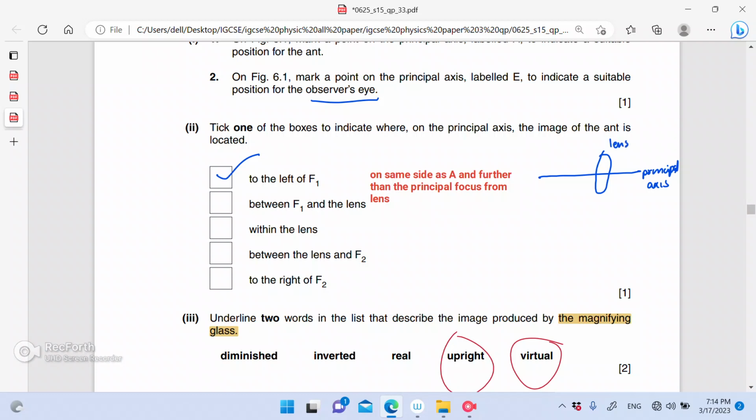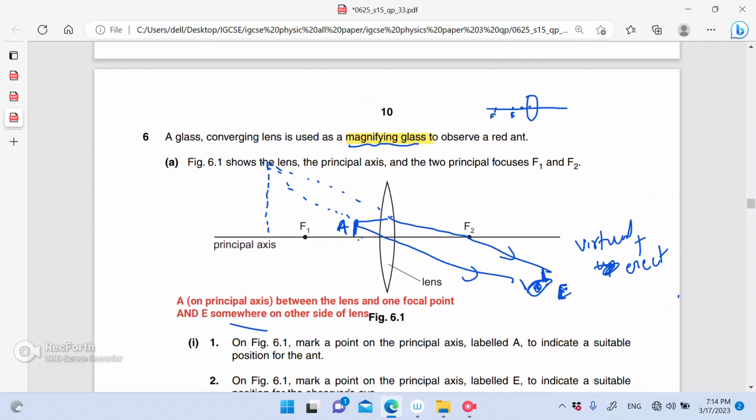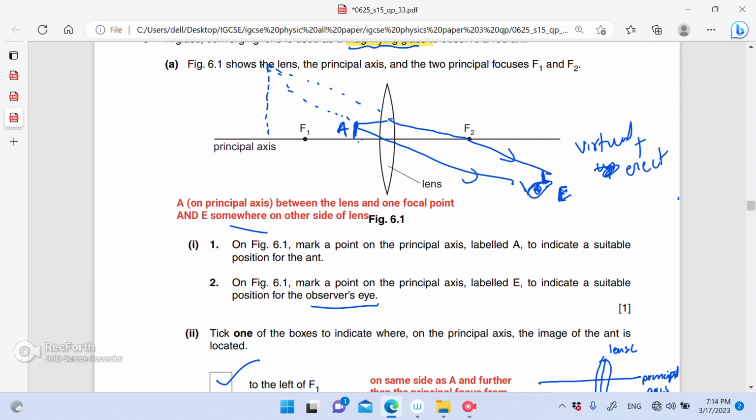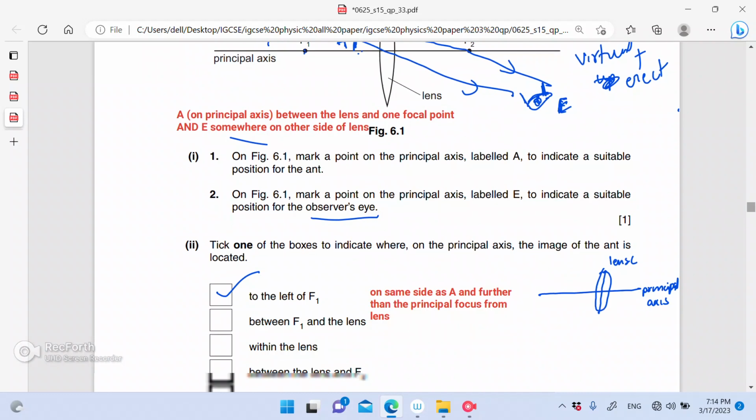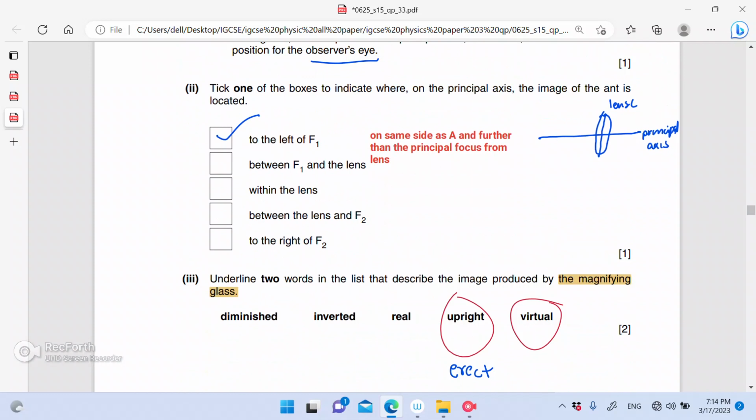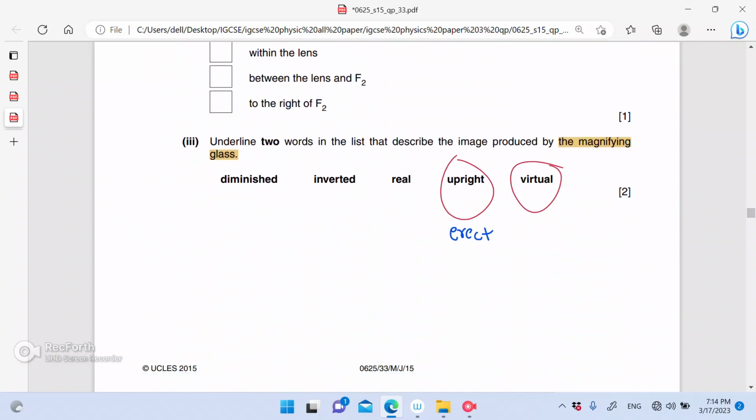Okay, this line is called the principal axis. This is the lens. Tick one of the boxes to indicate where on the principal axis the image of the end is located. So where is the image of the end located? To the left of F1. This one, the image is located here, right? This is the image it formed.